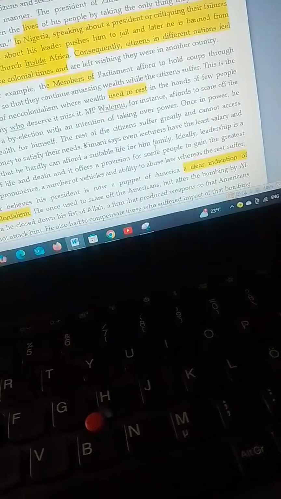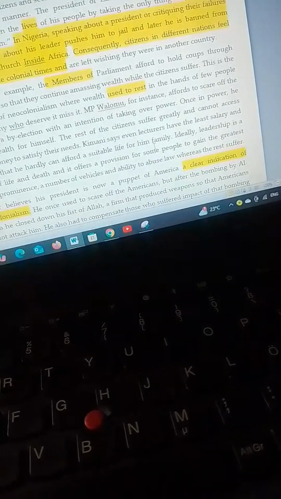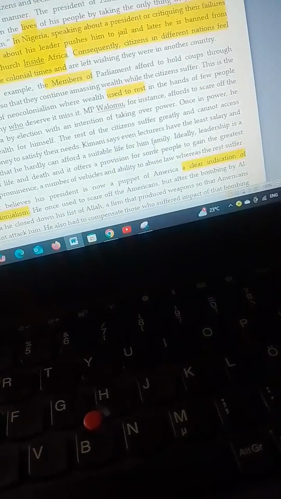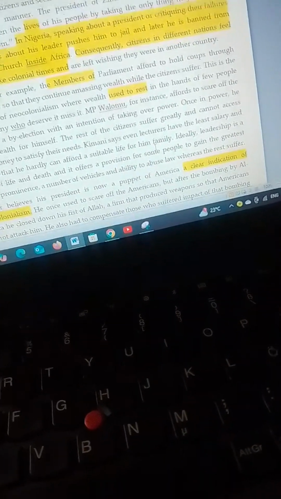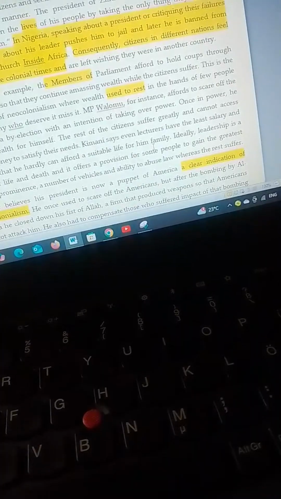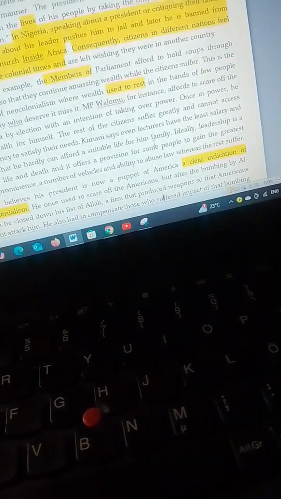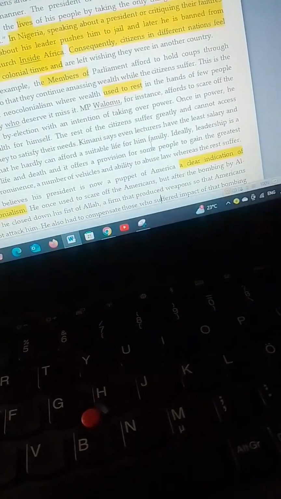Once in power, he amasses wealth for himself. We are told, for example, he has a fleet of cars in a very short period. The rest of the citizens suffer greatly and cannot access enough money to satisfy their needs. Security has turned into a personal or private enterprise. Kimani says even lecturers have the least salary, and it is clear that he can hardly afford a suitable life for his family.